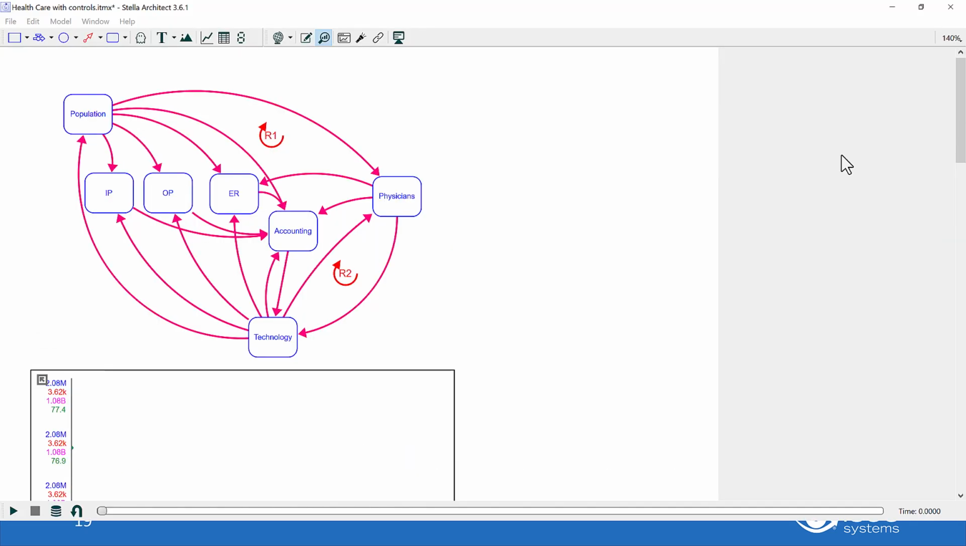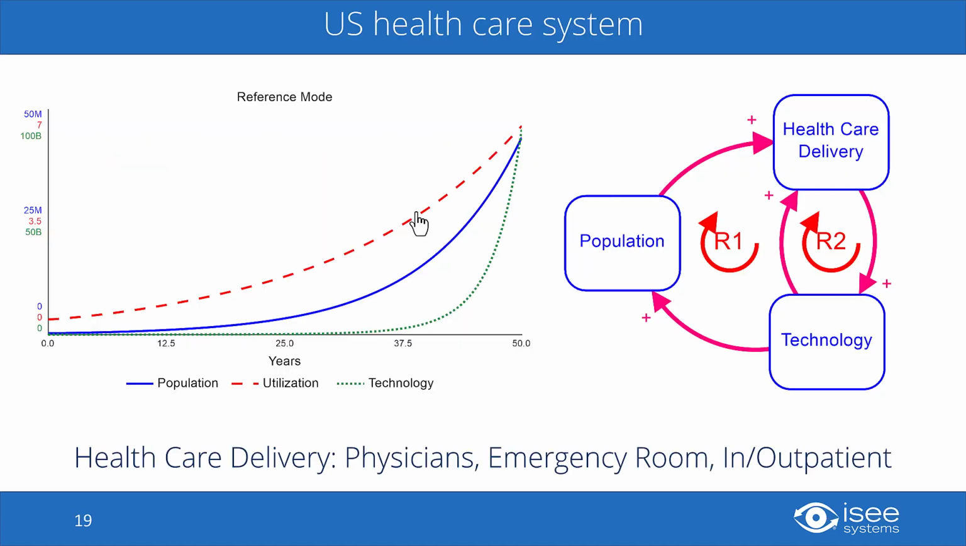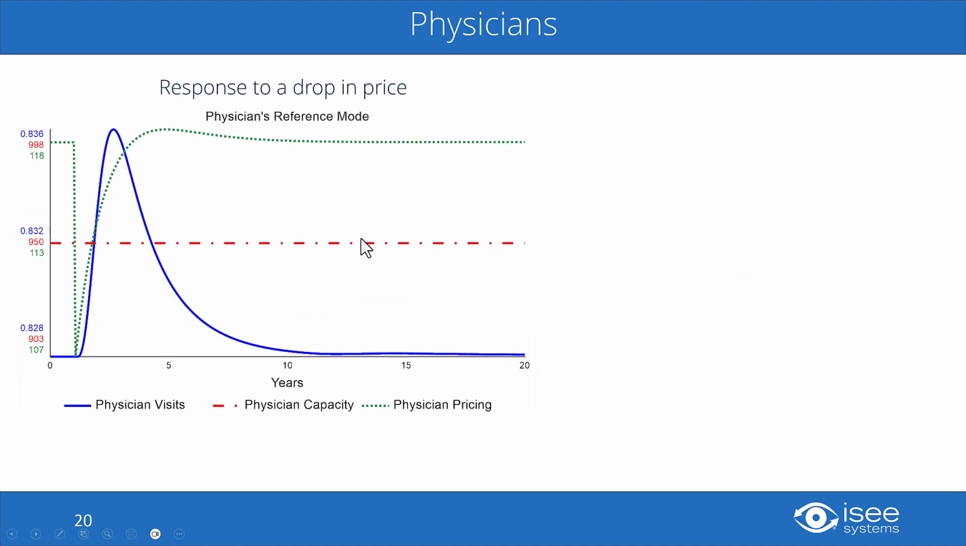Okay? So let's look inside this, which is actually the full model. So that healthcare delivery were these 4 modules. So physicians, we're going to look inside physicians. So we have a reference mode for physicians, and a response to a drop in price. So here price goes down, visits go up, capacity is held constant by the American Medical Association. So price goes back up and visits go down again.